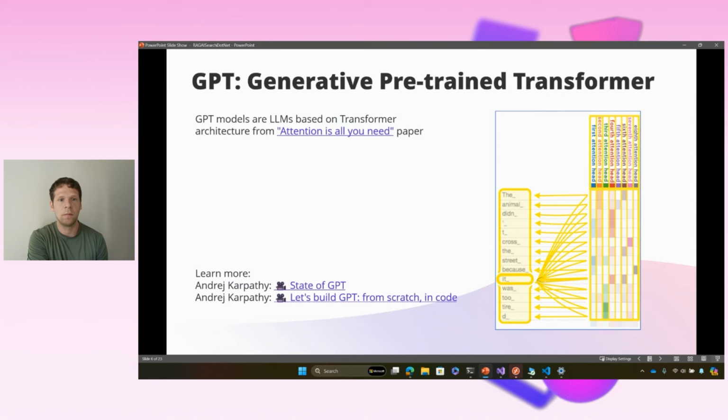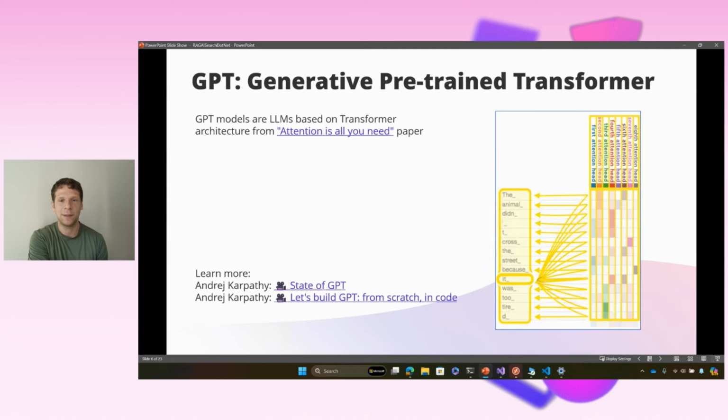Typically, when we use the Azure OpenAI APIs, the LLM that we are using is based on an architecture called GPT, which is Generative Pre-trained Transformer. This is based on a very foundational and famous paper called Attention Is All You Need. It was released a couple of years ago. It took a while for this paper to be put into production and produce the language models that we know and love today.